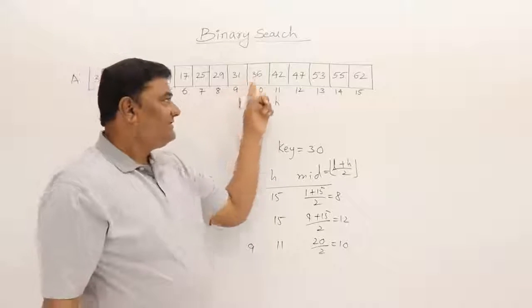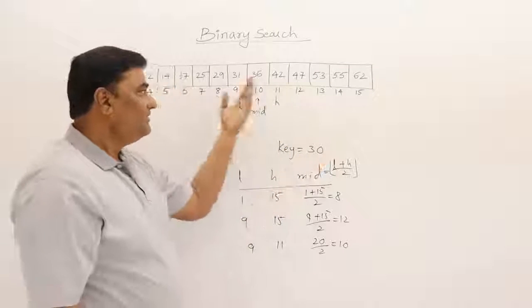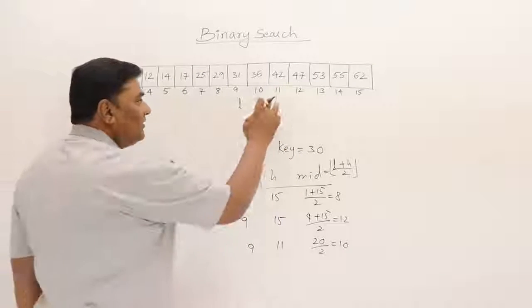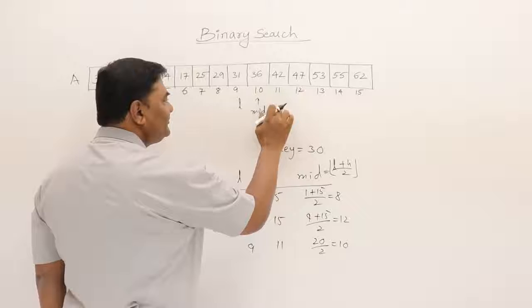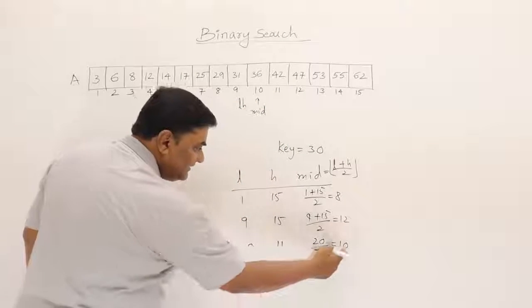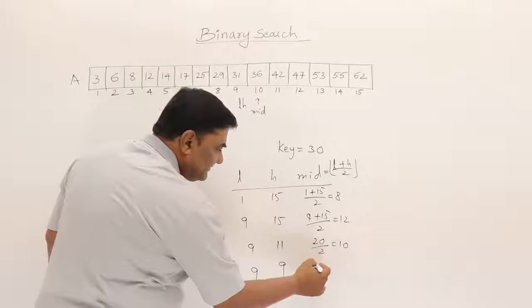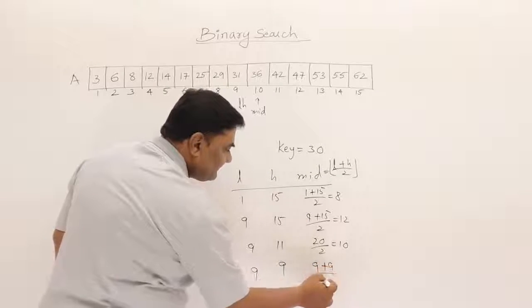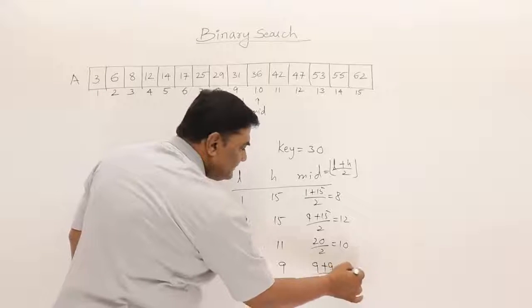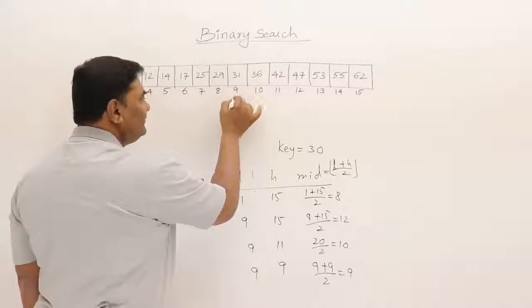Is 36 the number that you're searching? No, 30 is smaller. So go on the left hand side. So what should change now? High should change to mid minus 1. So high will become 9, that is 10 minus 1, 9. So both low and high are 9. So (9 plus 9) by 2 is 9 only. So what is the mid value I got? Mid value is also 9.